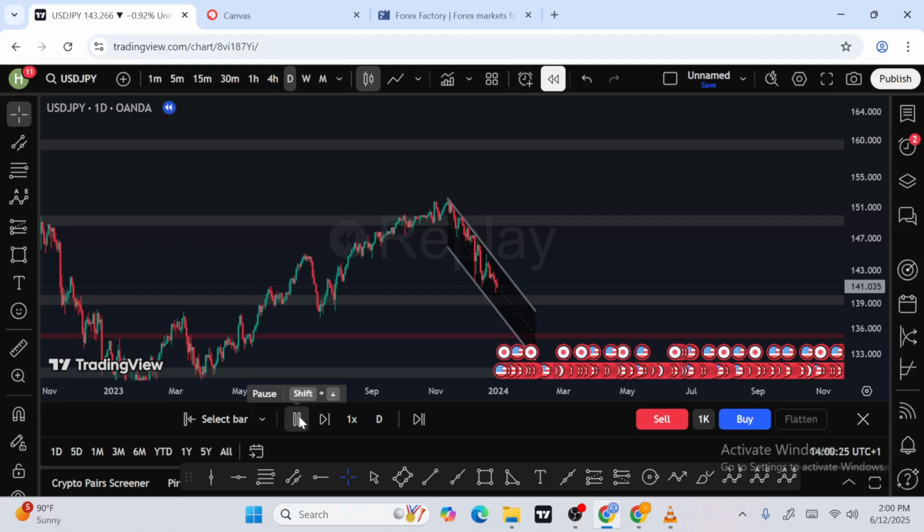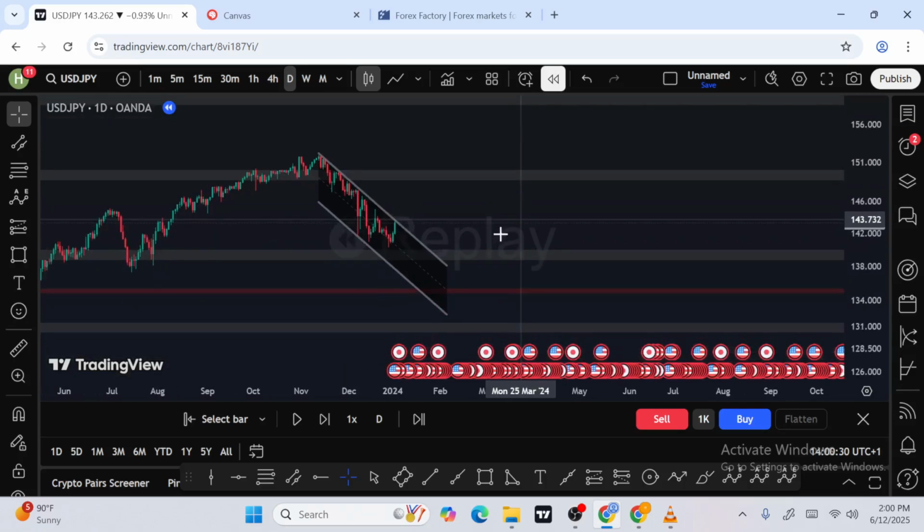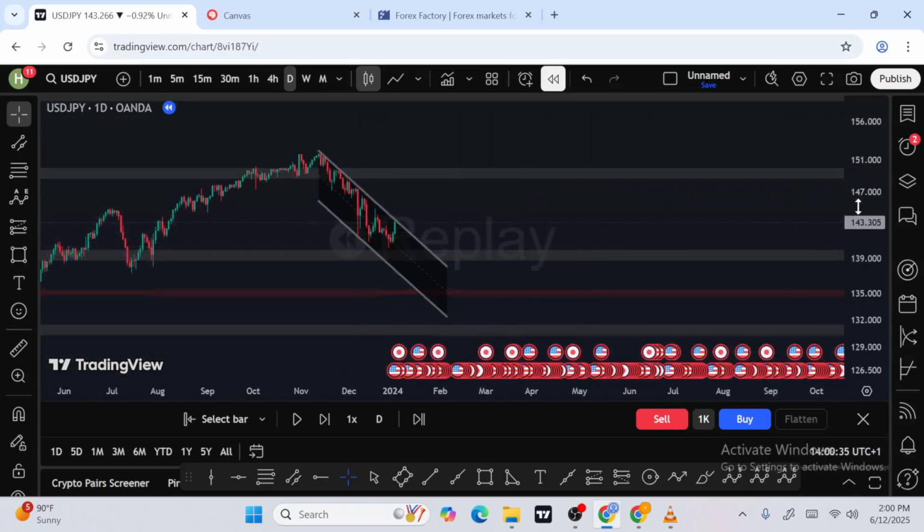Now, confluence will tell you that first of all, you need to see markets at a what? At a support zone.